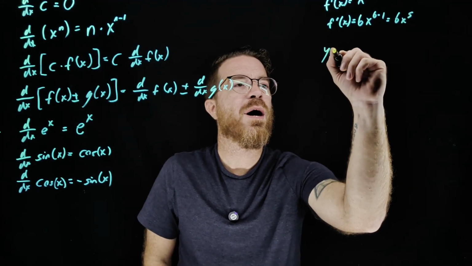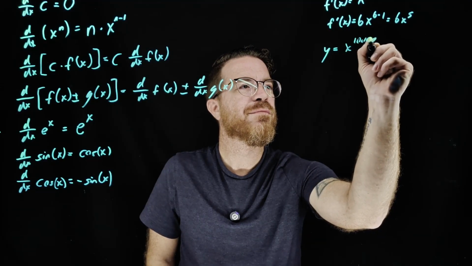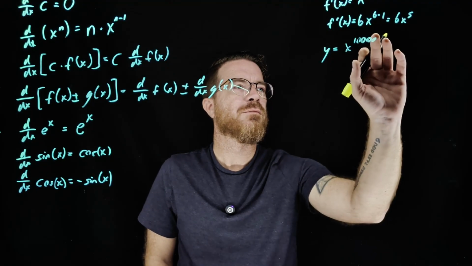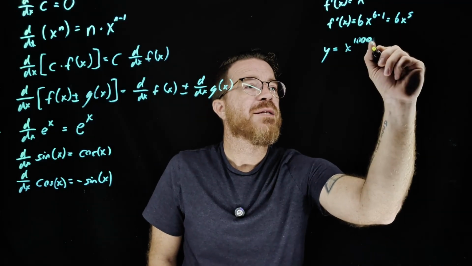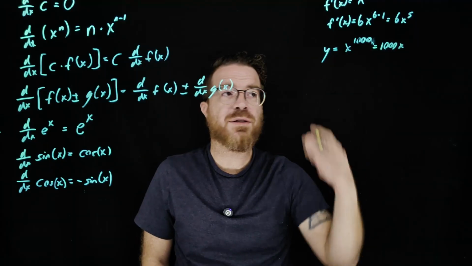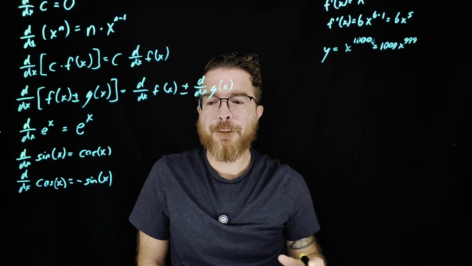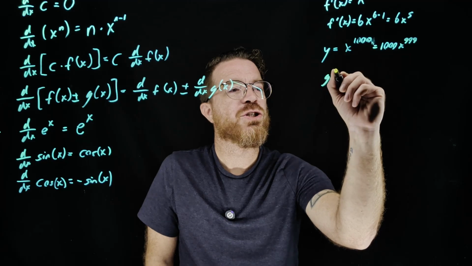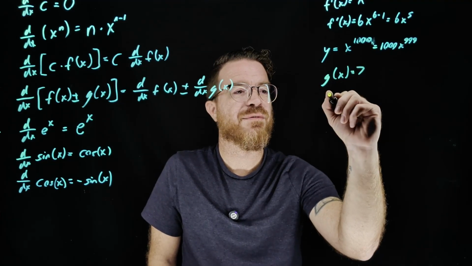If we had y is equal to x to the 1000 power, we're going to use the same rule. We're going to pull out 1000. This is going to be x to the n minus 1, so 1000 minus 1 would be x to the 999th power.